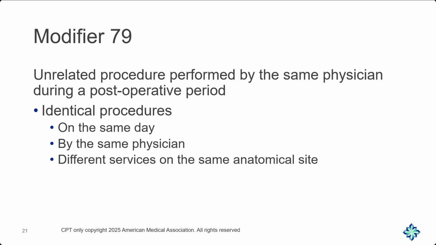You always want to make sure that your documentation supports the modifier. I'm not sure what is happening, but sometimes we're getting claims in, and when we request the documentation, that unrelated procedure is not supported with 79. And that unrelated procedure is one of the key components that we look for. So we want to make sure that when we document, we say why it is unrelated. Whatever that happens to be. Again, there's a variety of different factors that could figure into that.